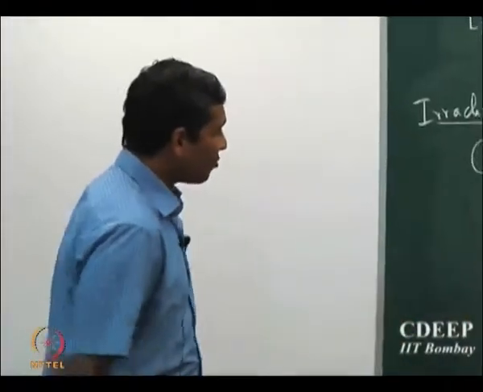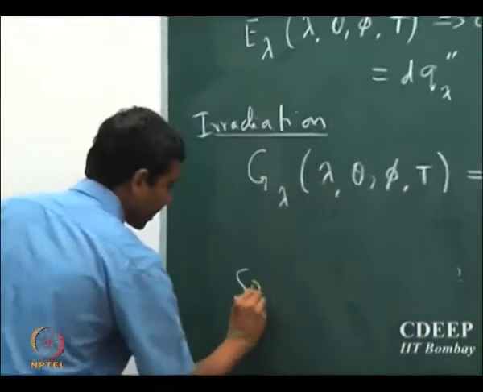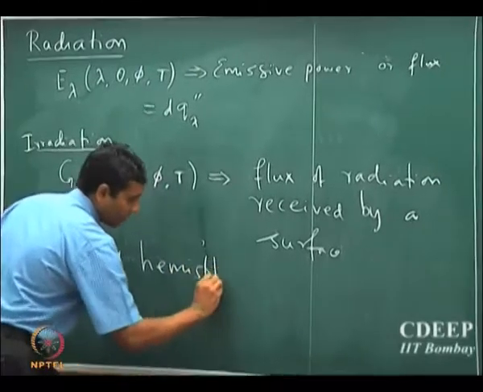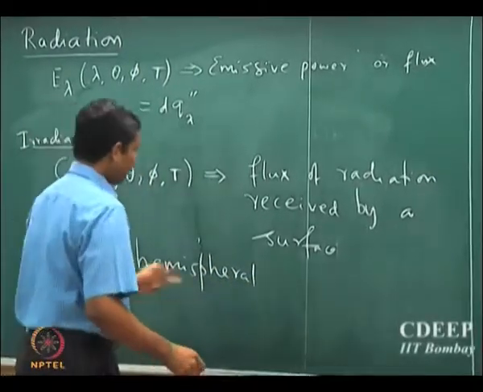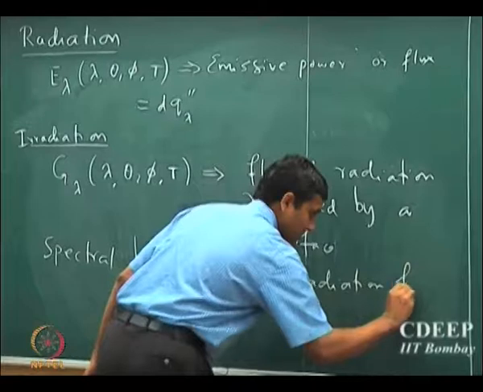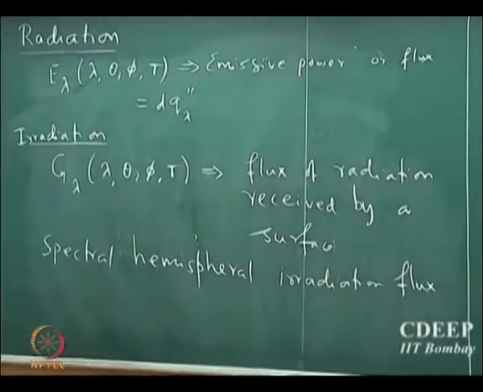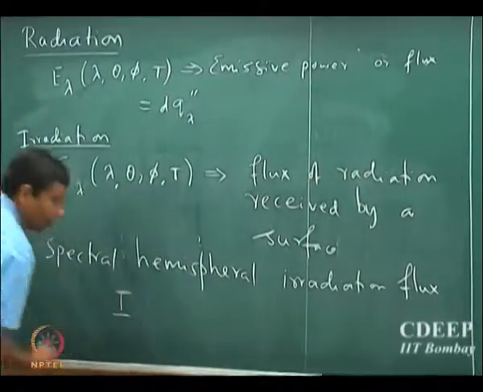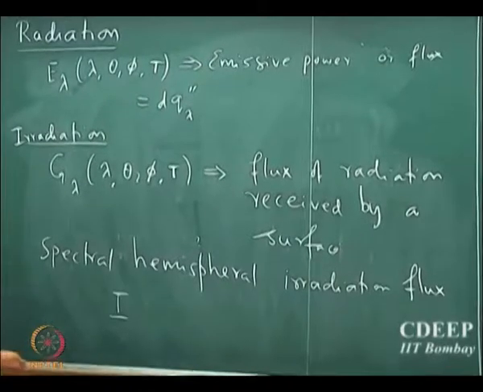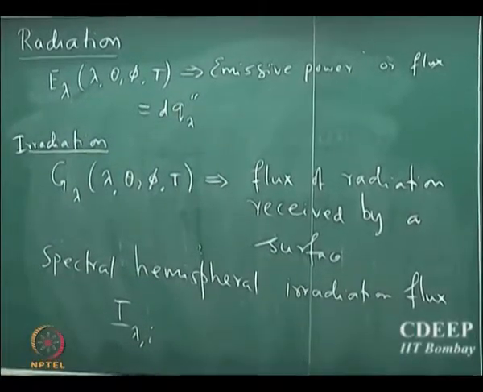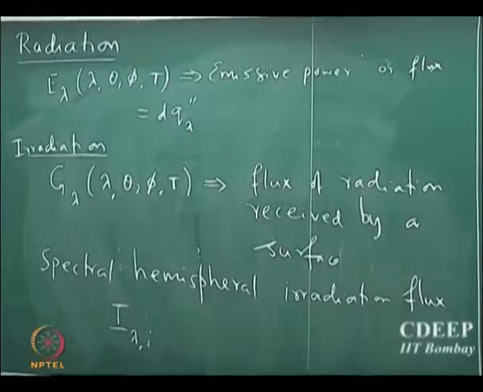Similarly, just like how we define the spectral hemispherical quantities, one could define a spectral hemispherical irradiation flux. I am not going to write the formulae, but it is just the integral, etc. The symbol that is used in your text, and which I will also use, is lambda comma I, that stands for irradiation, that is intensity of radiation that is absorbed by a given surface.